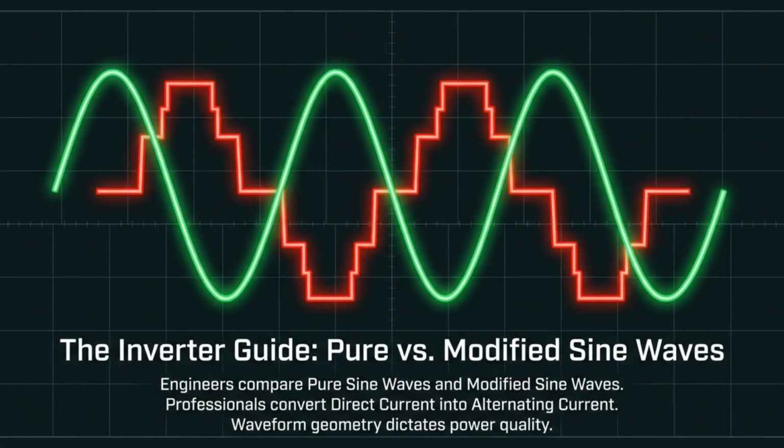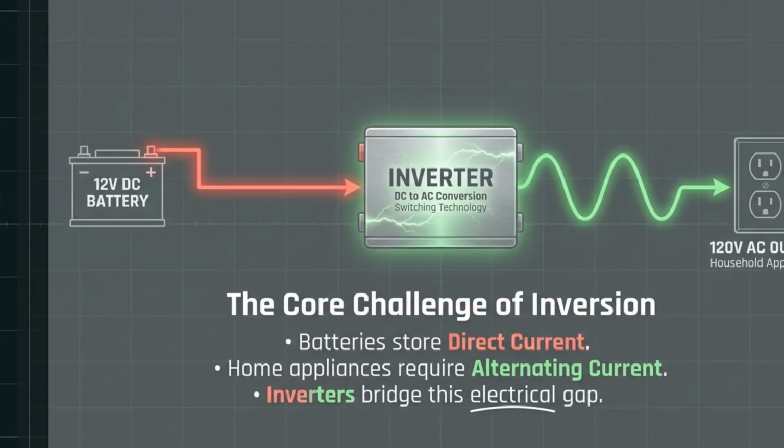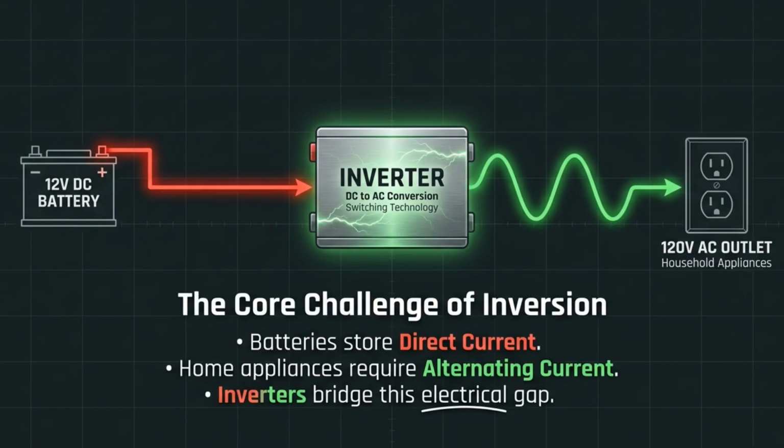In this video, we explore the critical differences between pure and modified sine waves. Understanding how these waveforms impact your equipment is essential for protecting your gear and ensuring high-quality performance. The core challenge lies in the conversion process.